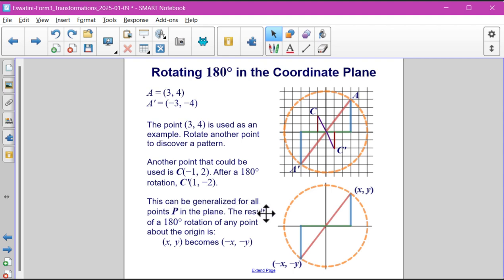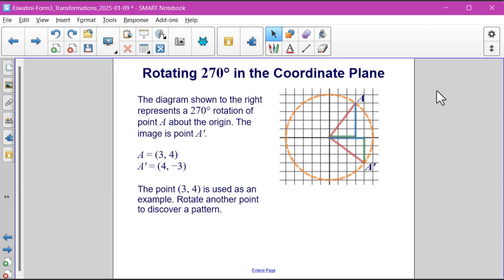So this can be generalized for all points P in the plane. The result of a 180-degree rotation of any point about the origin is that (x, y), the original coordinates of the point, become (negative x, negative y). Again, all it is doing is keeping the numbers in the same positions, but changing the sign that was originally in front. If it was originally negative, in the image it will be positive. If it's originally a positive, then in the image it will become a negative.